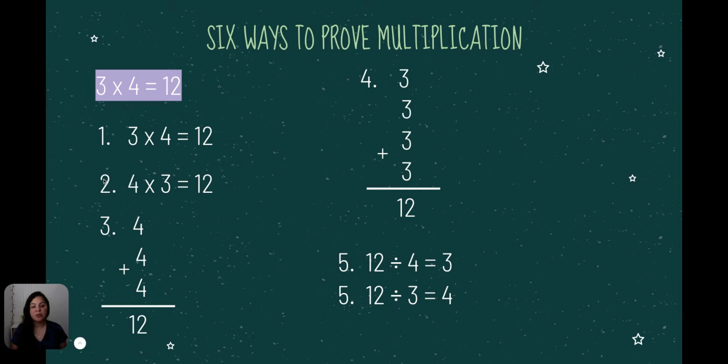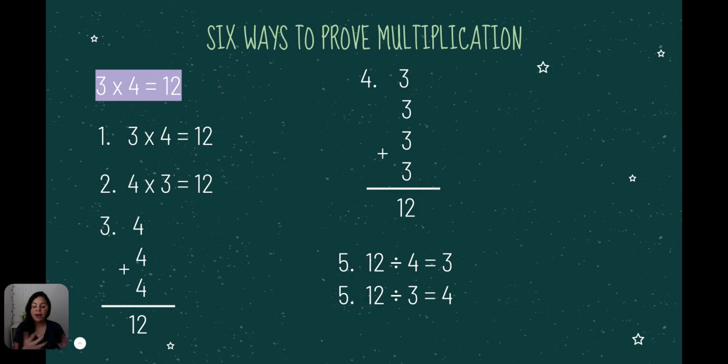And our second way of proving it is 4 times 3 equals 12, because all we did was flip the equation. So then for our third one, that's when we start bringing in that addition. So we have 4 plus 4 plus 4 equals 12, because 4 times 3 equals 12, and there's 3 4s. So for part 4, we have 3 plus 3 plus 3 plus 3 equals 12.